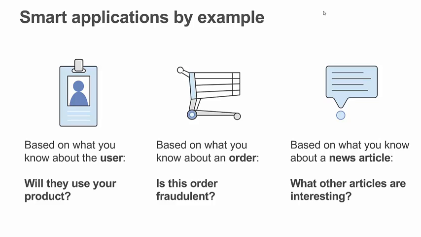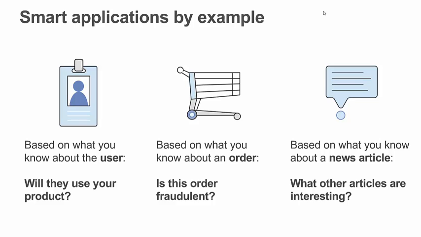So what does a smart application look like? One common example of a smart application is, based on what you know about a user, will they use your product? How long will they use the product? Will they upgrade out of the free tier? This is a good example of leveraging what you know about a user to make a prediction and then act on it.